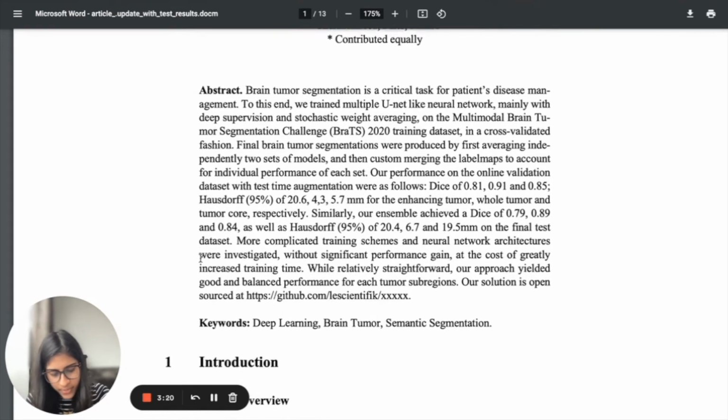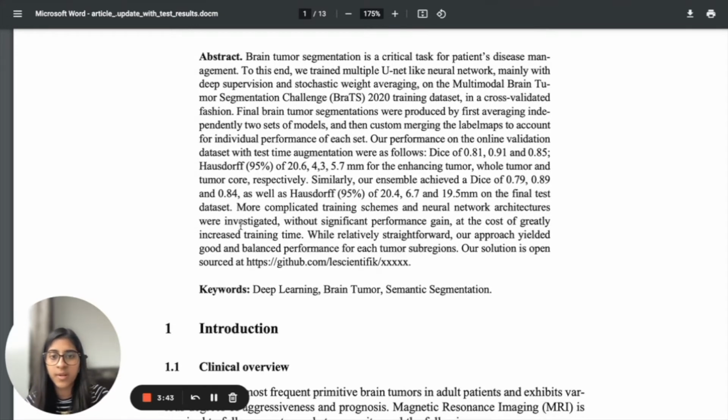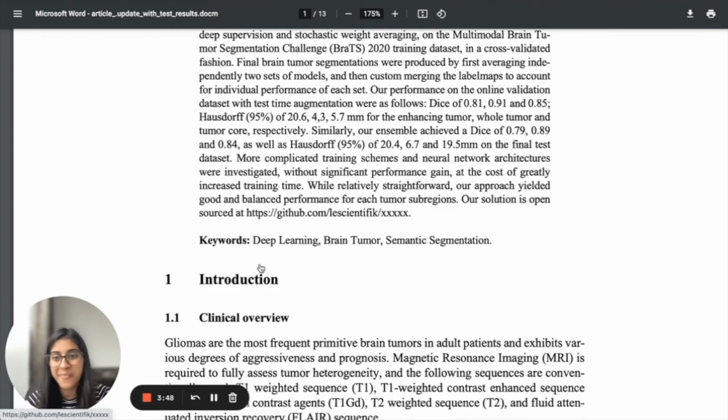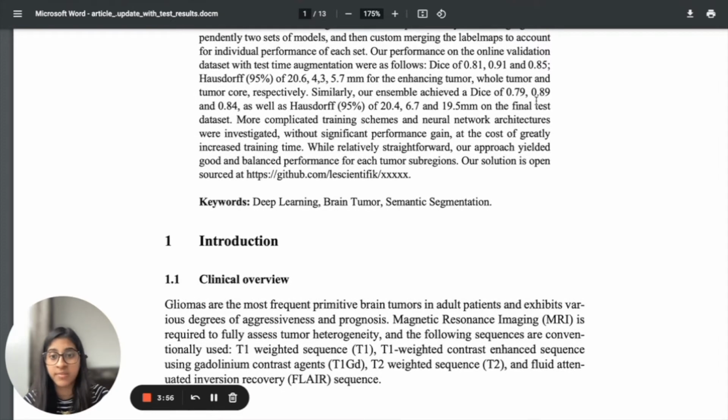Aside from this, there were very complicated training schemes and neural network architectures that were investigated and will be talked about in this research paper, but they really increased the training time and didn't have that much performance gain, as we'll see in the results. So we'll be looking into different variations and different methods and techniques that they use. They also have their solution open sourced here. I'm really looking forward to knowing it because, as I said, they got dice accuracy of 81%, 91%, and 85%, which is actually really good.